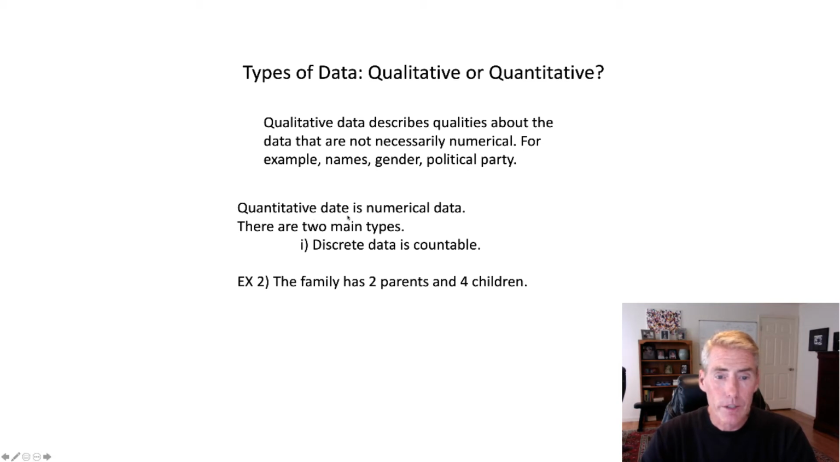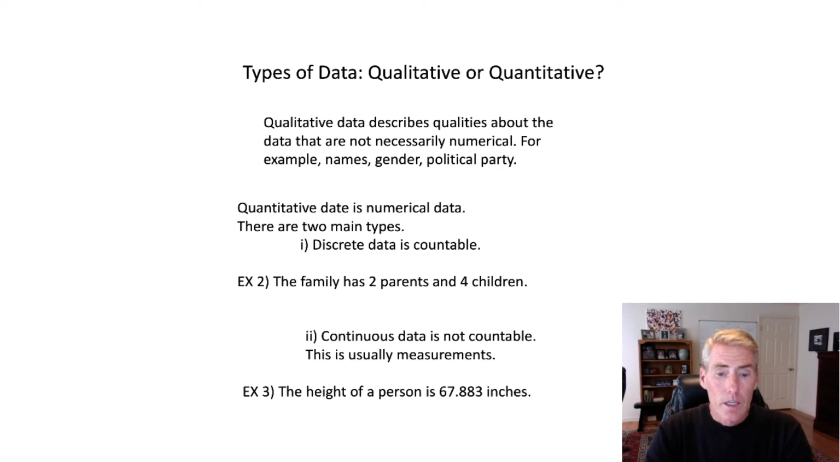Now for quantitative data, we're talking about numerical data, and with numerical there are two main types. Discrete data is something you can count: 1, 2, 3, 4. For example, this family has 2 parents and 4 children, so you could count the people: 1, 2, 3, 4, 5, 6. It's countable. Continuous data is data that you can't count; you need to measure it. For example, time, weight, height: we measure them.